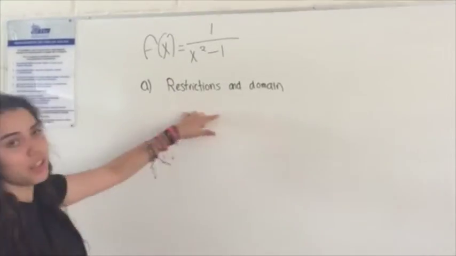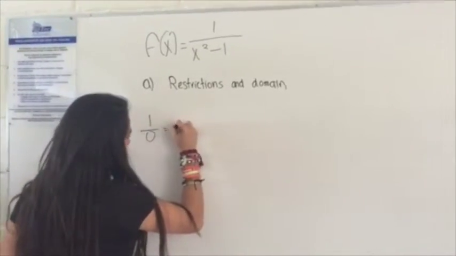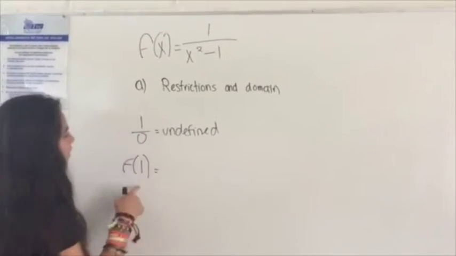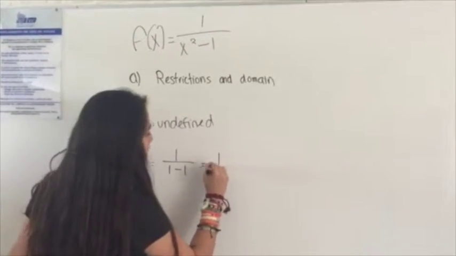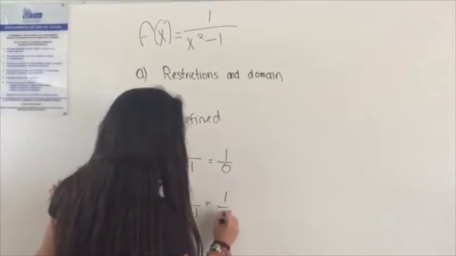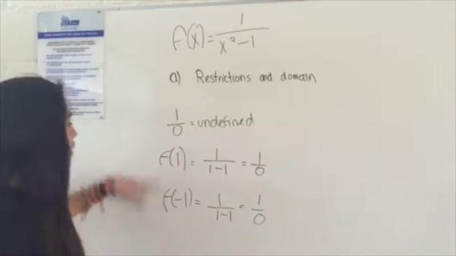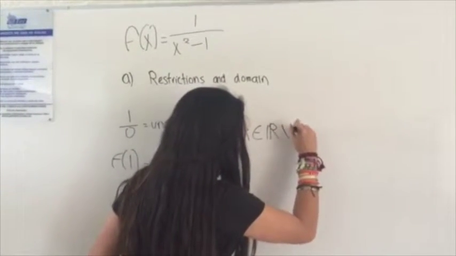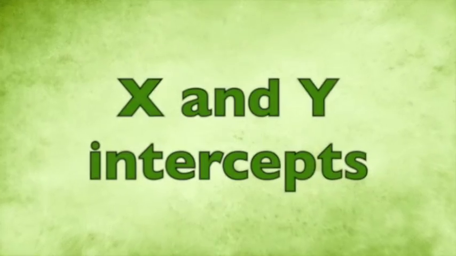In order to find the restrictions, we know that 1 over 0 is undefined, and that's why you cannot have 0 as a denominator. So if you give x a value of 1, you would have this, which is undefined, and if you give it a value of -1, it would be 1 over 0 as well. So 1 and -1 cannot be the values, these are the restrictions, and the domain would be x belongs to all the real numbers except for 1 and -1.